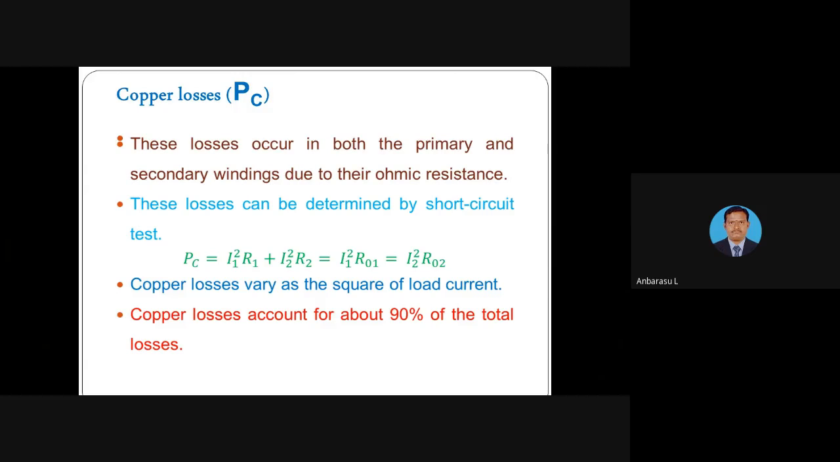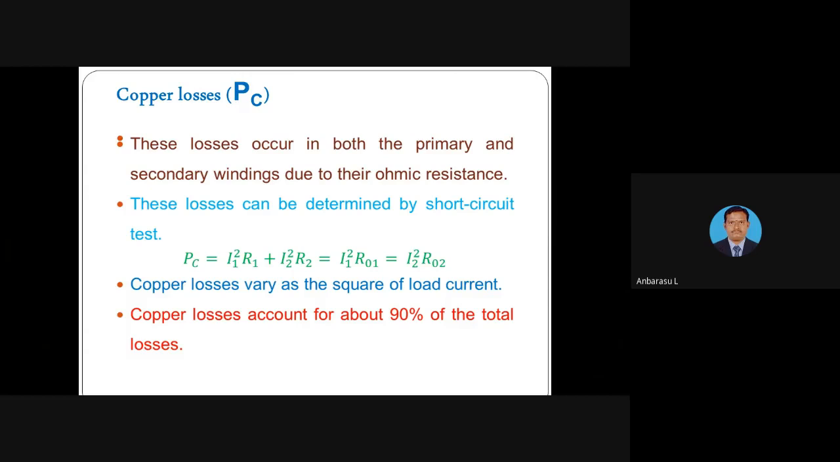The next losses are the copper losses. These losses occur in both the primary and secondary winding due to their ohmic resistance. Whatever resistance is present in the winding produces copper losses. That is the I square R losses. These copper losses can be determined by the short circuit test. The short circuit test is used to determine the copper losses of the transformer.